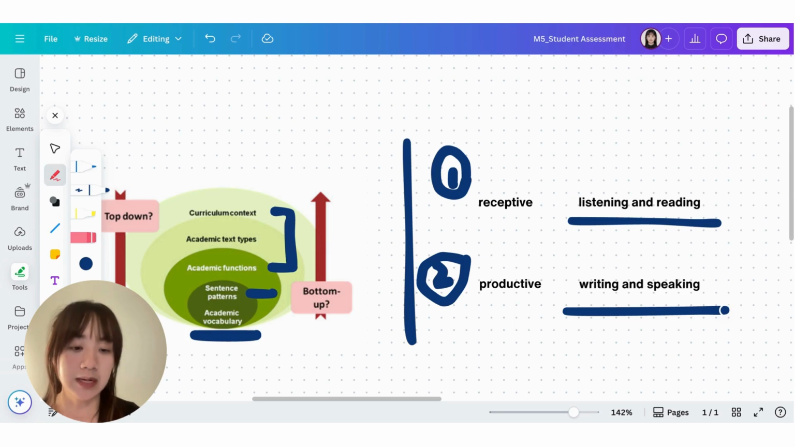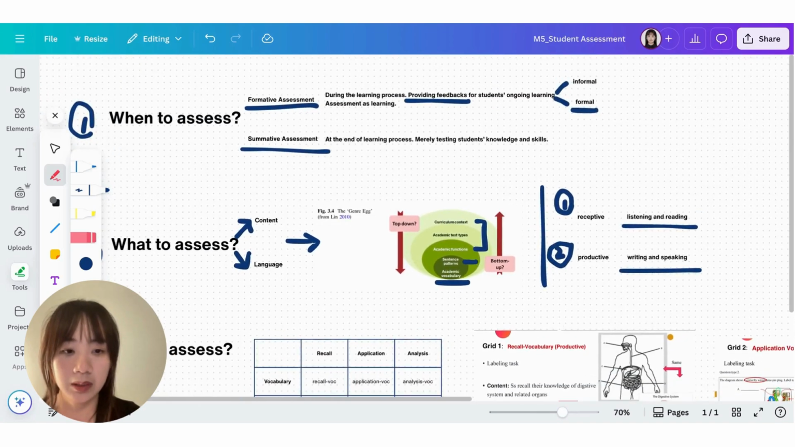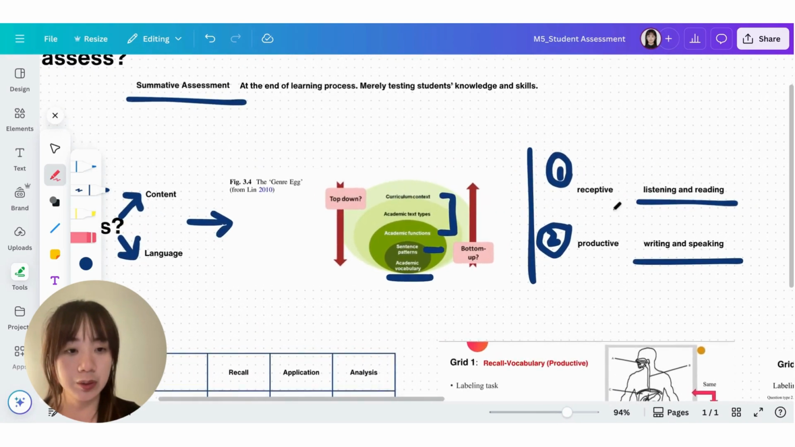Or it can be a productive assessment, which means students need to produce something, like write an essay, or do a presentation to illustrate what they have learned. So you can assess students on these two types of skills.